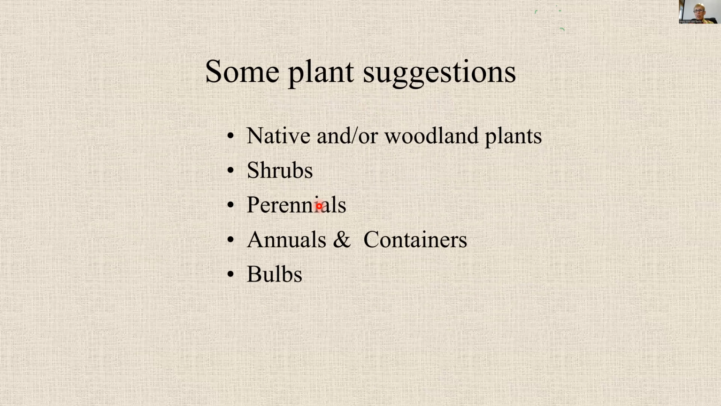Some plant suggestions. We're just going to go through some plants now that make good additions to your shade garden. So there's native and woodland plants, shrubs, perennials, annuals and containers, and of course, bulbs for shade.